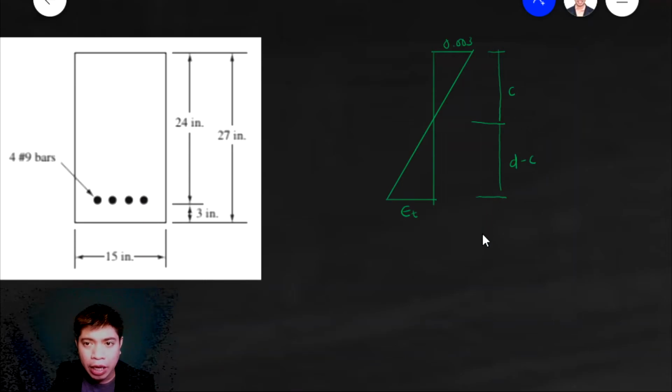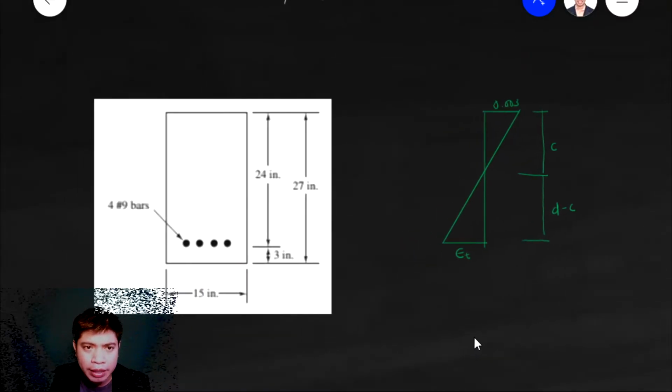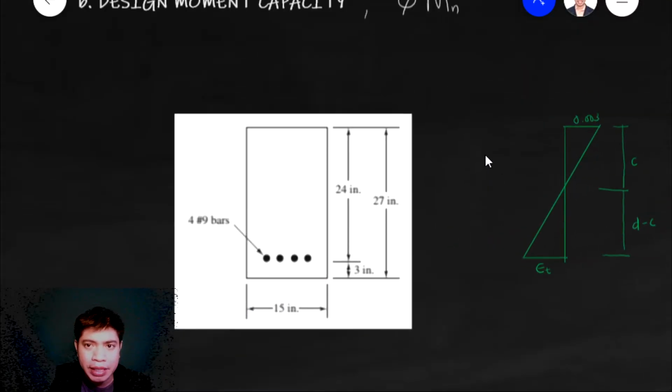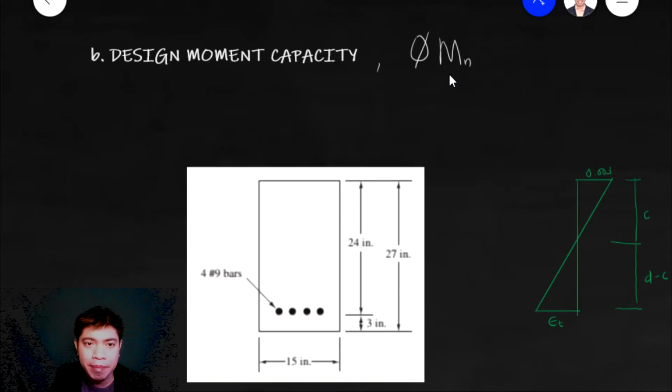Okay? Ayun, so bakit natin guys kino-compute nga yung strain diagram? So take note mo, yung ating hinahanap sa problem is yung φMn. Pero bago tayo makapag-compute ng φMn, kailangan natin makuha yung φ, which is yung strength reduction factor. So, hindi natin malalaman yung value ng φ kung hindi natin malalaman kung compression control siya or tension control. So, kailangan natin malaman guys yung tension strain. So, kaya tayo gumagawa ng ganito muna.